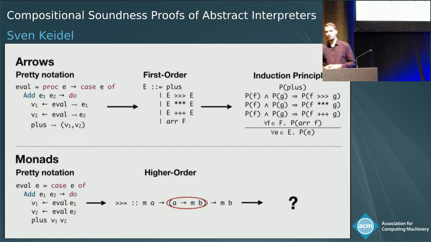Right. So in our experiments, we have used arrows only. We haven't used monads. And so the use of arrows wasn't really restrictive in this sense. Yes. So yeah, maybe we should take this question offline.